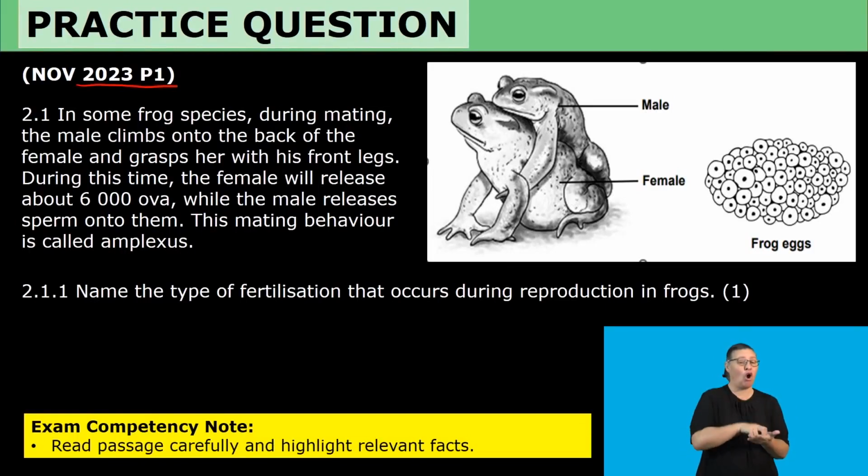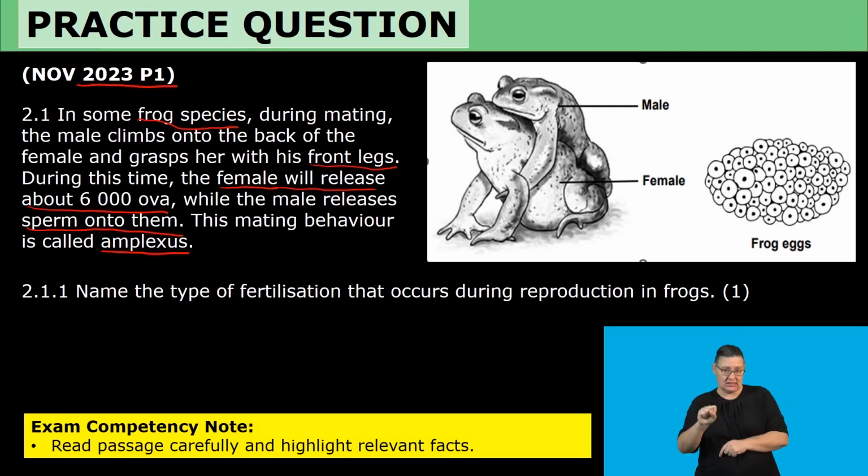In some frog species, during mating, the male climbs on the back of the female and grasps her with his front legs. During this time, the female, now let's check what the female is doing, will release about 6,000 ova. Ova is a plural form of ovum. So we say ova, these are eggs. While the male releases sperm onto them. This mating behavior is called amplexus.